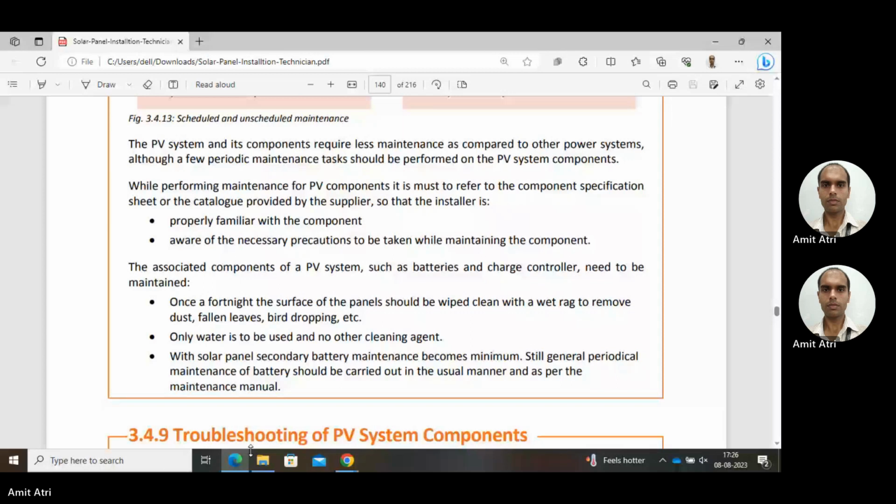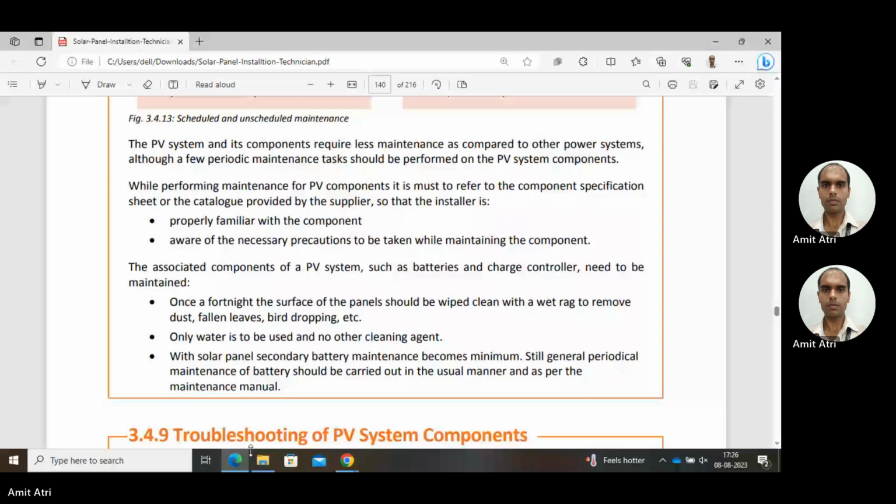Okay, so in the fortnight, we should clean the panel so that the dust, leaves, bird droppings, etc., are removed from the surface of the panel. In a fortnight, approximately 15 days, clean the solar panel, especially the surface of the solar panel. So only water is used and no other cleaning agent.